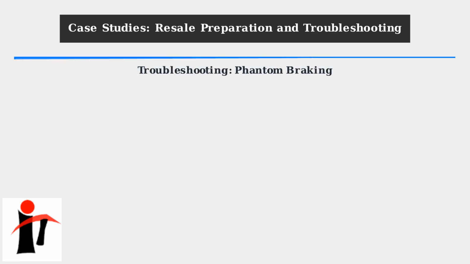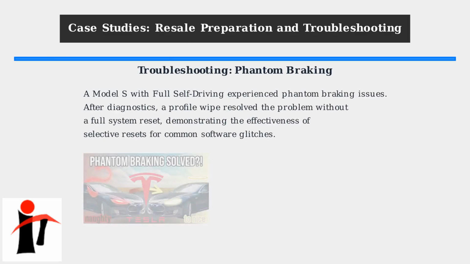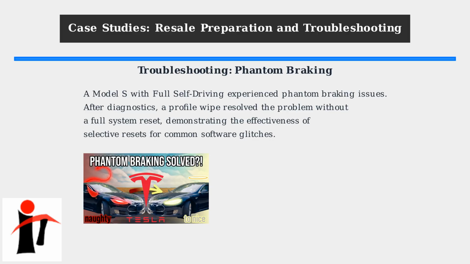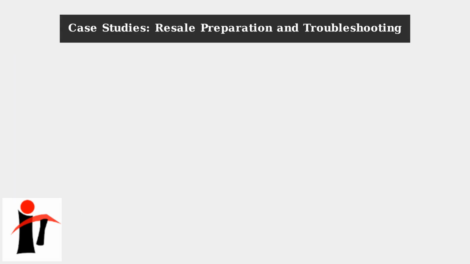In a troubleshooting scenario, a Model S equipped with full self-driving was experiencing phantom braking, a common software glitch where the vehicle brakes unexpectedly. After running diagnostics, a profile wipe resolved the issue without requiring a full system reset, highlighting the value of selective resets for targeted problem solving.